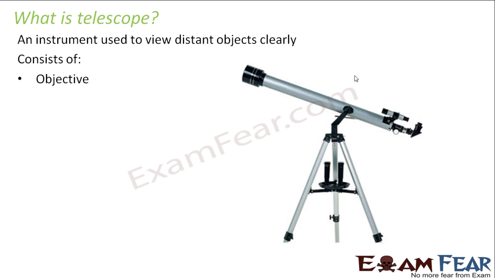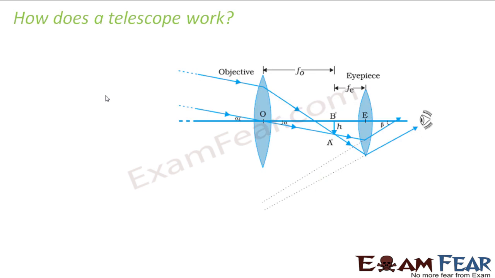So what does it consist of? It again consists of an objective and an eyepiece, very similar to the compound microscope. But let us see how this arrangement is different here. In this case, it is just the opposite. The objective is larger and the eyepiece is smaller. So the objective has a larger focal length and the eyepiece has a smaller focal length.